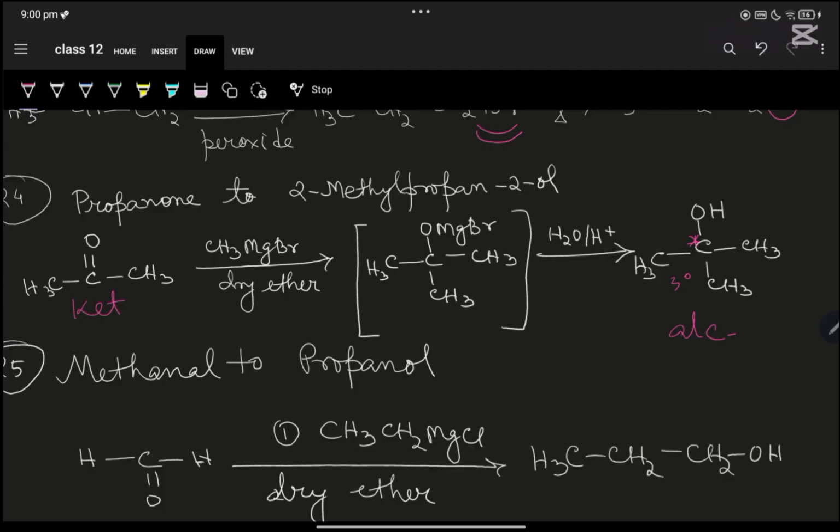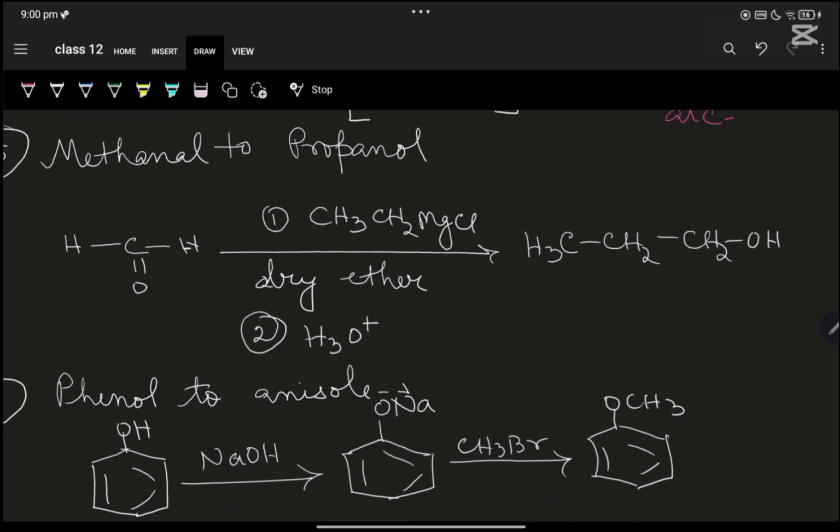In this propanone, you already have 3 carbon atoms. Now in the product, you need 4 carbon atoms. 4 carbon atoms means there is a methyl getting extra. So obviously the Grignard will be CH3MgBr, dry ether medium. So you got Grignard, and then hydrolysis, H2O, H plus, here OH, here H and here OH, and you get the product. This is how to think.